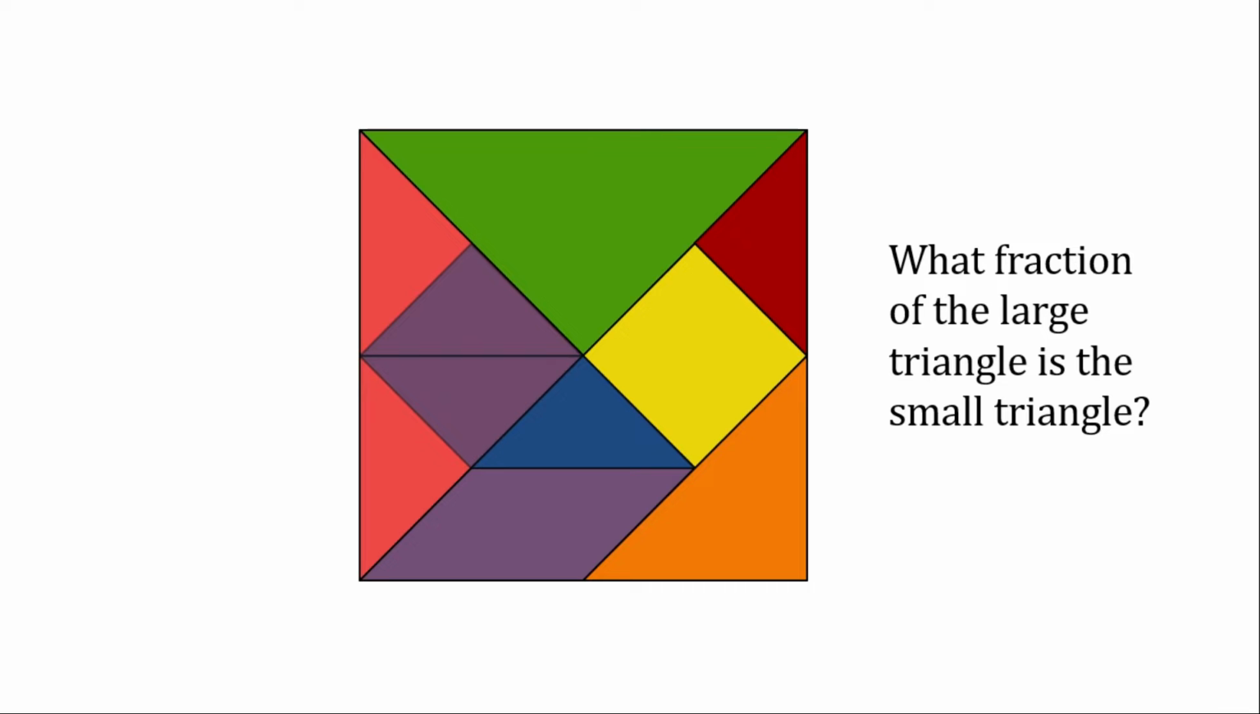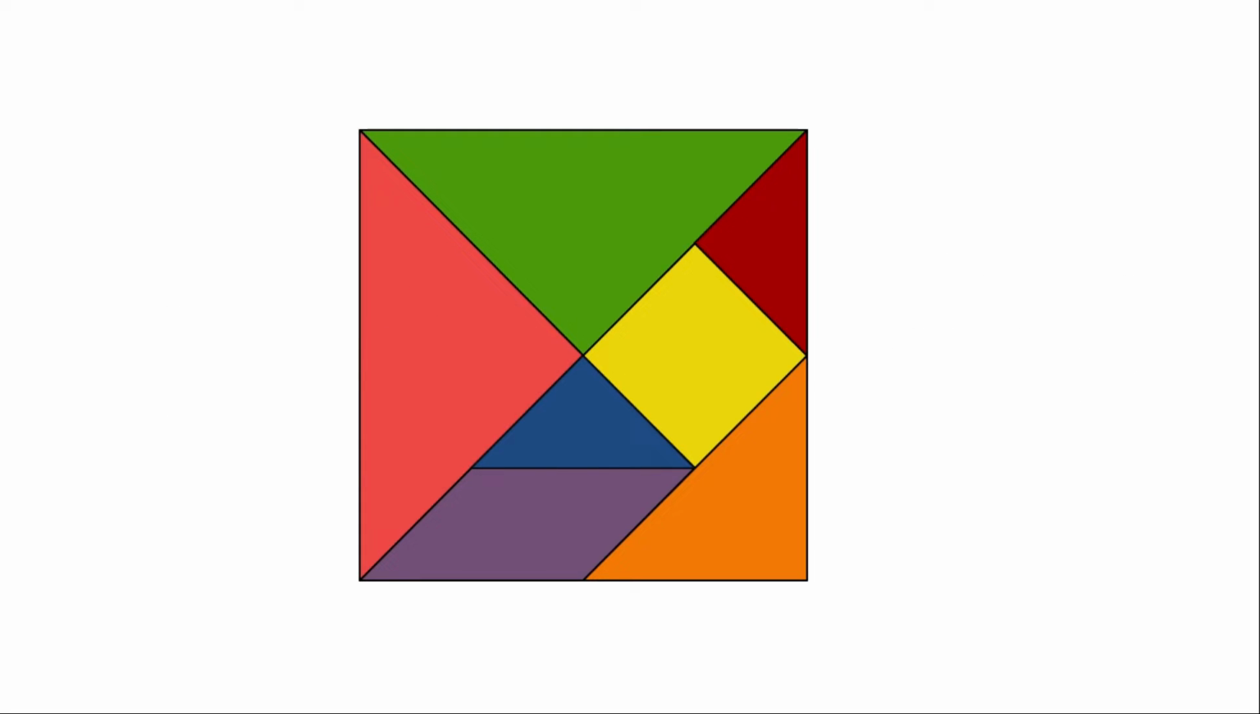How many equal parts? Looks like 4. 1, 2, 3, 4. Yep. So 4 equal parts. And then if you were just to compare that to one of the triangles, you would say that the small triangle is 1/4 of the large triangle. Next question.